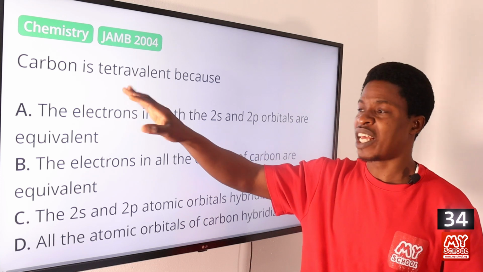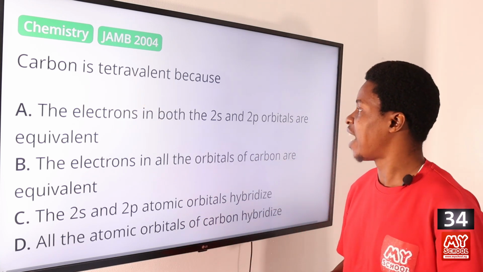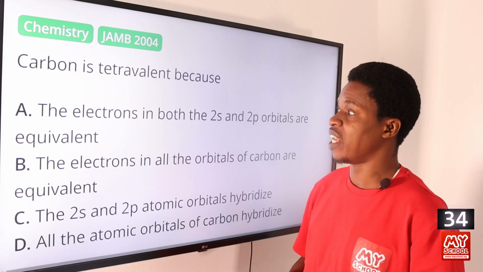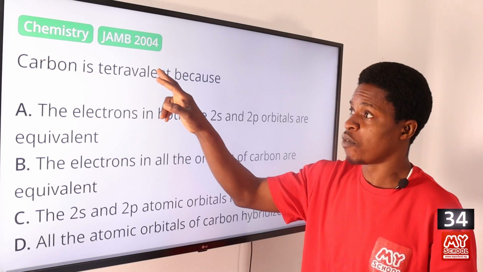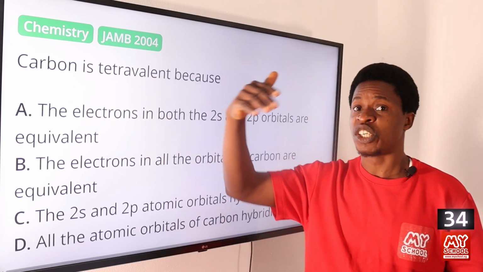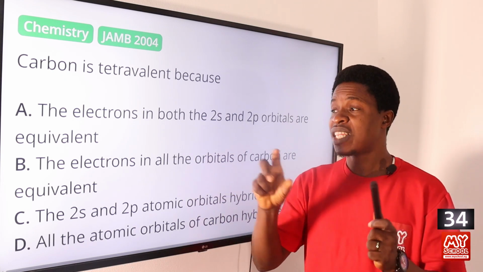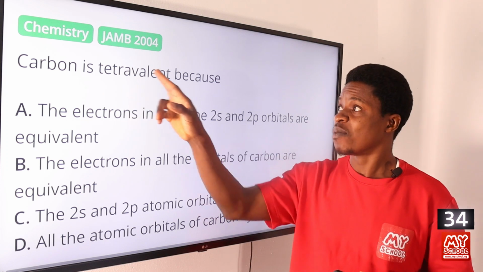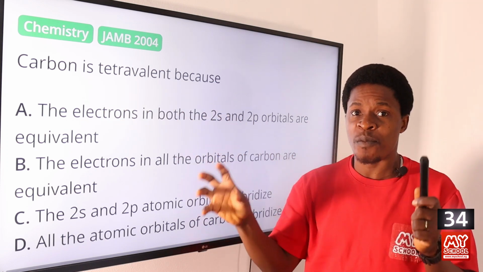So you can explain that more. Let's look at the options we have. Option A says the electrons in both the 2s and 2p orbitals are equivalent. Yes, even though they are, that is not what is responsible for the tetravalency of carbon. Yes, it has to do with the orbitals, the 2s and 2p orbitals, but it's not because they are equal. That is not the reason why carbon is tetravalent, its ability to form 4 bonds.